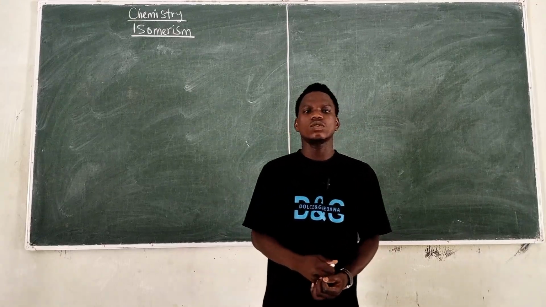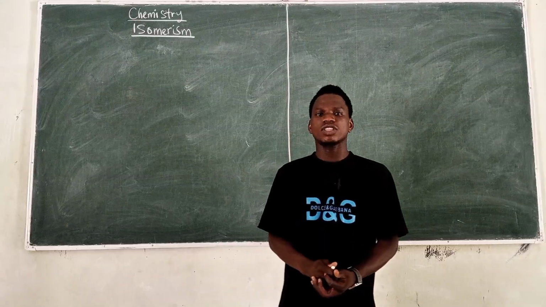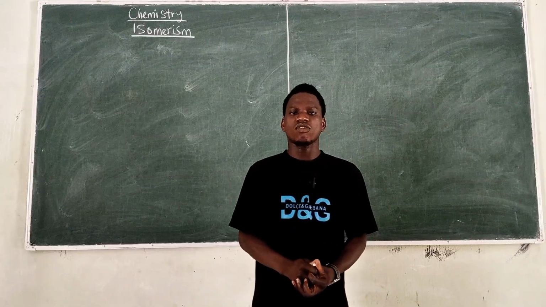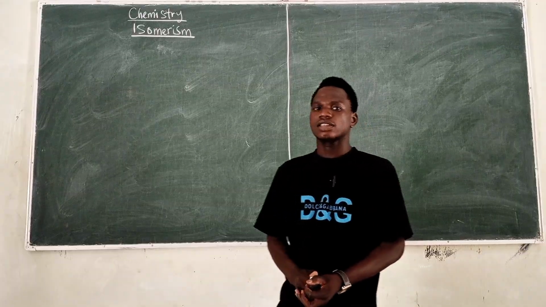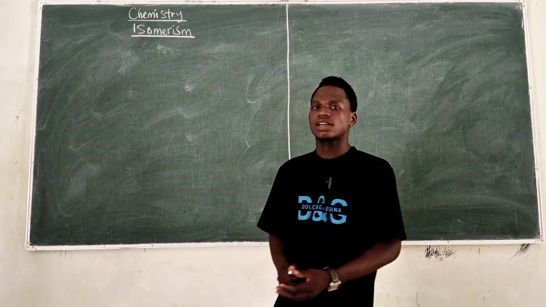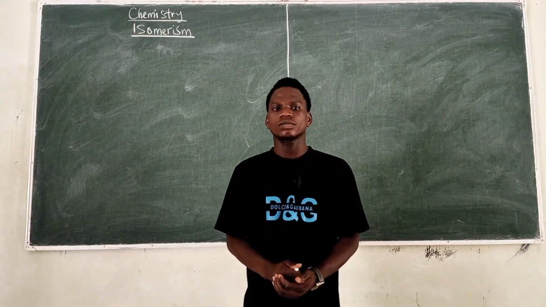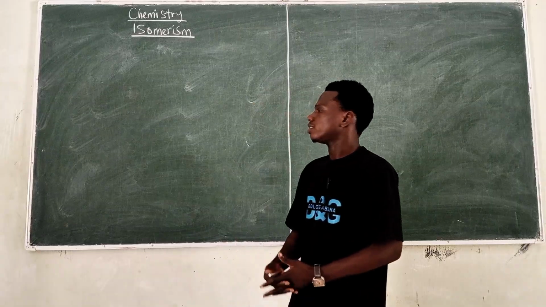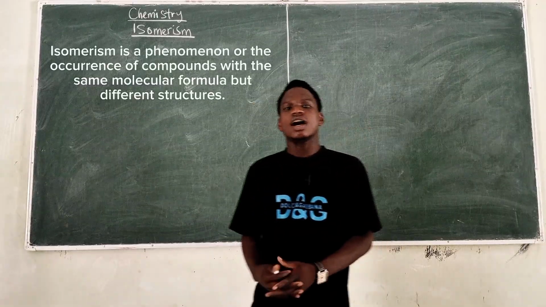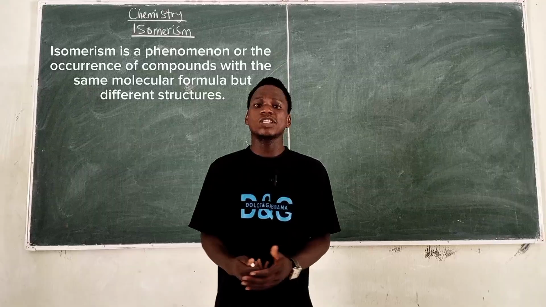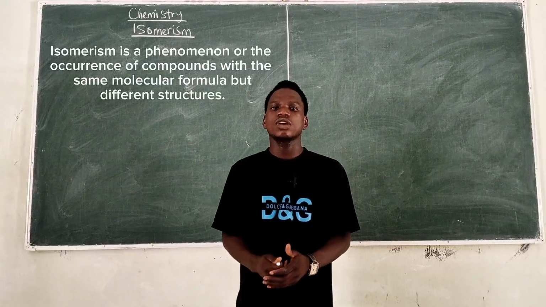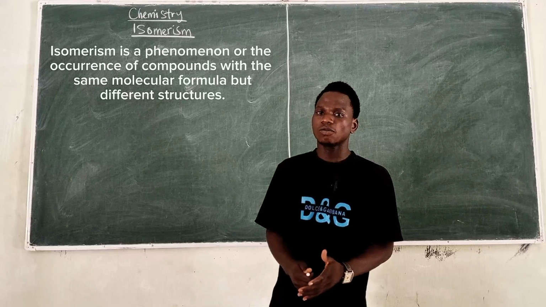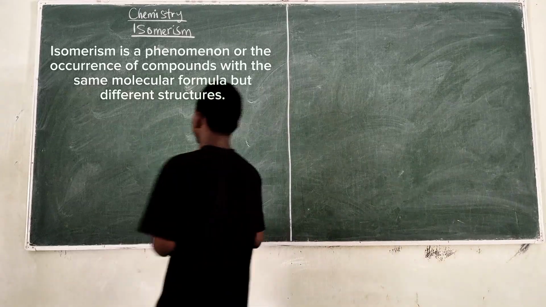In today's video, we'll be looking at a very important topic in the study of organic chemistry. We'll be looking at a topic known as isomerism. So, what is isomerism? Isomerism is a phenomenon or the occurrence of organic compounds with the same molecular formula but different structures.